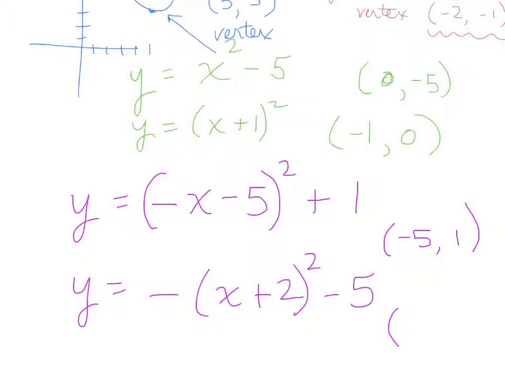-2, -5. It'd be -2. -5, yep. So that negative out front does not affect your shift. All that did is turn your parabola upside down.